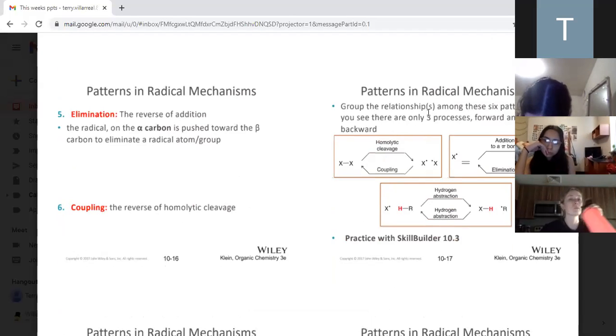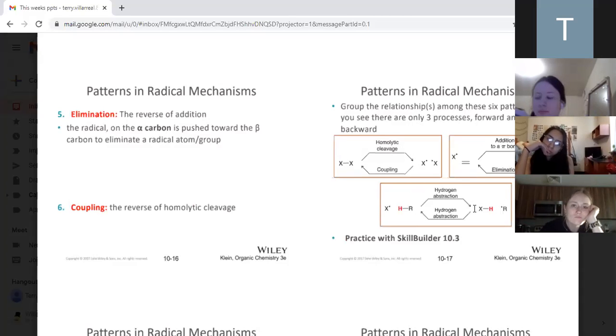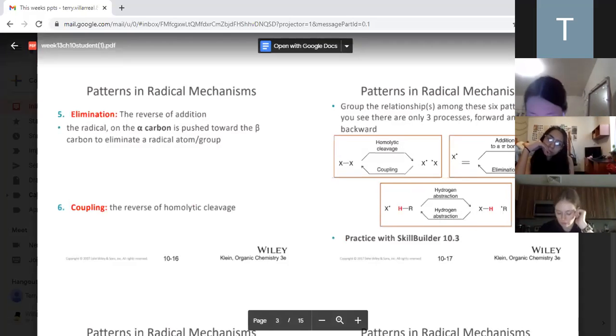Group the relationships among the 6 patterns, and you see that there are only 3 processes, forward and backward. So a homolytic cleavage is where you break a single bond and you form 2 radicals. But when 2 radicals come together, that's a coupling, right? We can have a radical addition to a pi bond, or that radical can form a pi bond and kick off my leaving group, and that's an elimination. We can have a hydrogen abstraction, or we could have, this should be halogen abstraction. So, but that's all right. So this should say halogen abstraction going backwards there. All right.